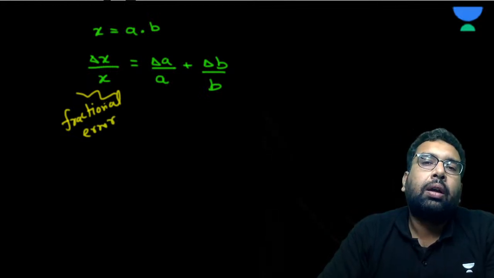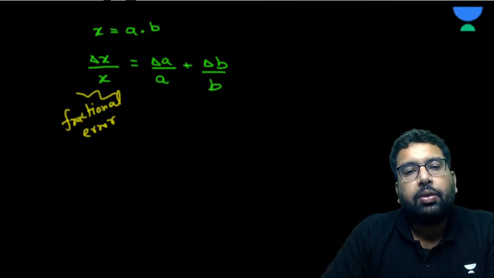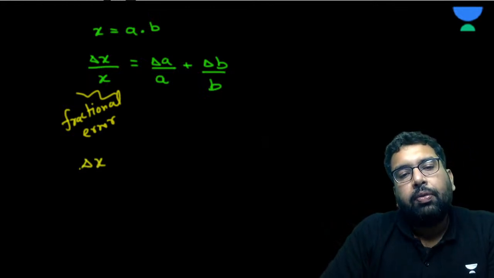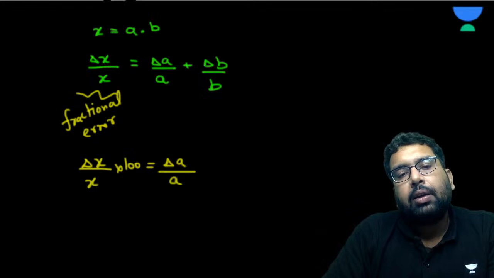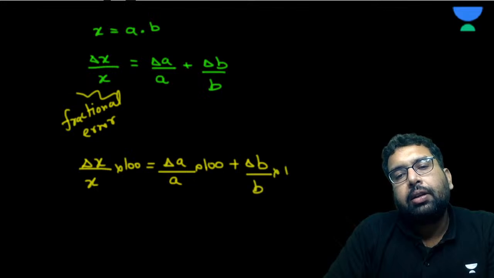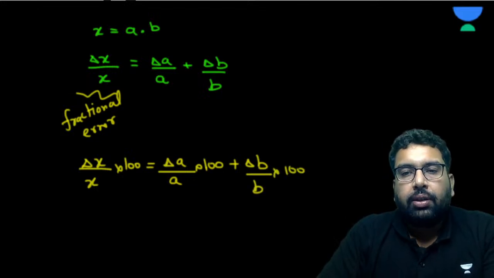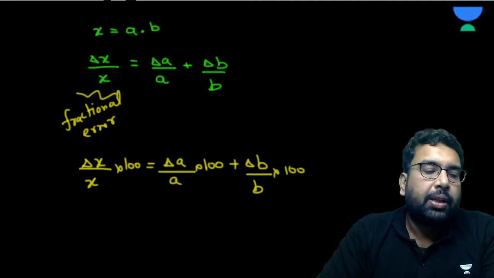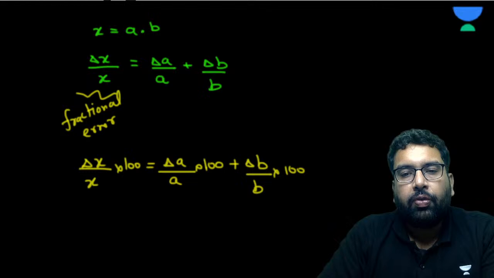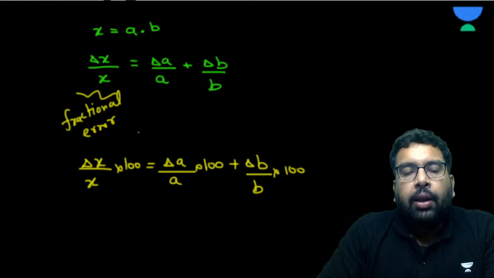See how they frame the question. Normally they ask you the percentage. So if I multiply it by 100, it will become the percentage. They will frame the question like this: X is given as A into B, the percentage error in A is this, the percentage error in B is this. Now, if these are the percentage errors in A and B, what will be the percentage error in the calculation of X? They may frame the question somewhat like this.